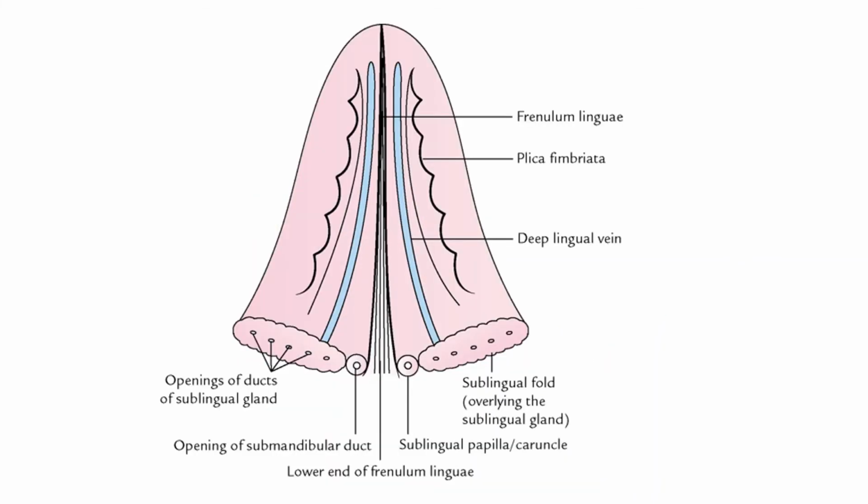The plica fimbriata is the mucosal fold present on either side of the frenulum, and we can make out the deep lingual vein which lies between the frenulum and the plica. So the deep lingual vein is also present along the inferior surface. Along the median plane lies the frenulum linguae, next comes the deep lingual vein, and the lateral most is the plica fimbriata on either side. So this is all about the inferior surface.